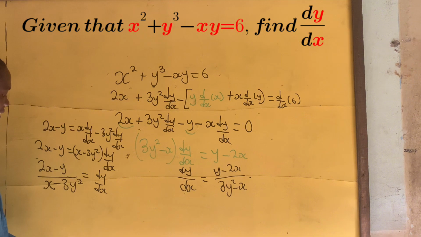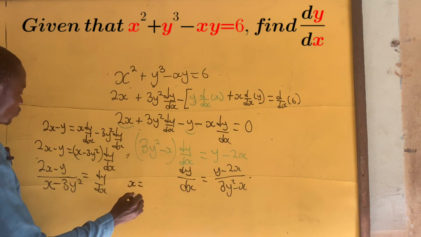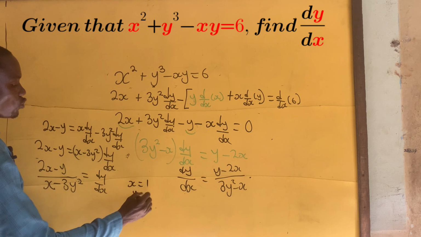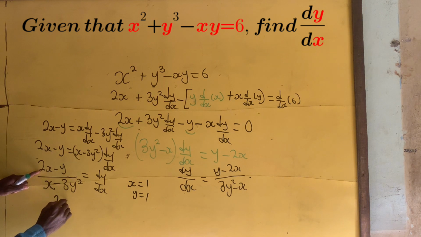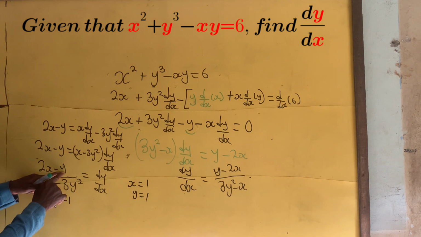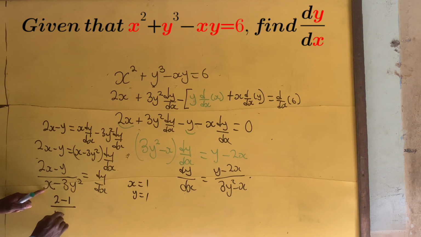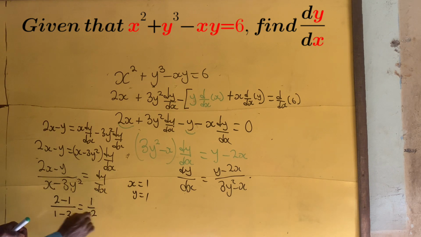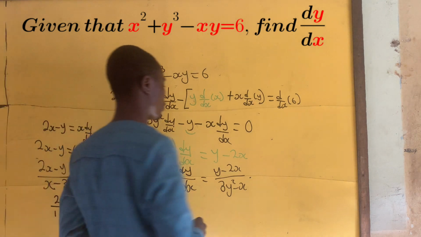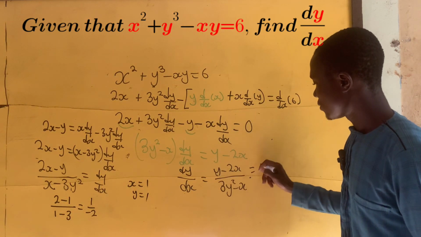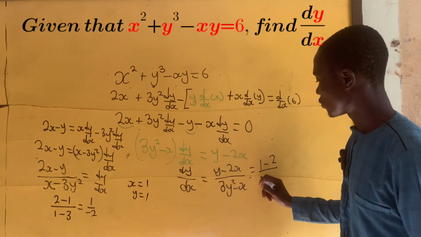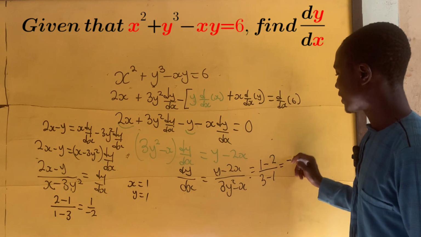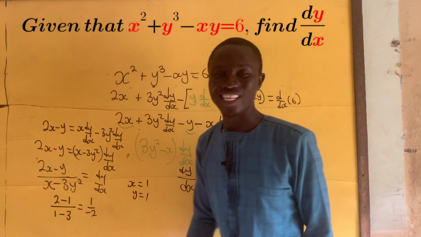Let's see why. Let's say that x is equal to 1 and y equal to 1 and verify our solution. If x is equal to 1, we will have 2 minus 1, because 2 times 1 is 2 and y is 1, divided by 1 minus 1 squared is 1 times 3 will give us 3. So this will give us 1 out of negative 2 in a very simple way. Now let's see this one too. We have 1 minus 2 divided by 3y squared. So 1 squared is 1. So we have 3 minus 1. And this will give us negative 1 out of 2 in a very simple way.